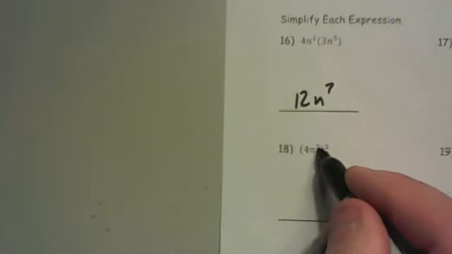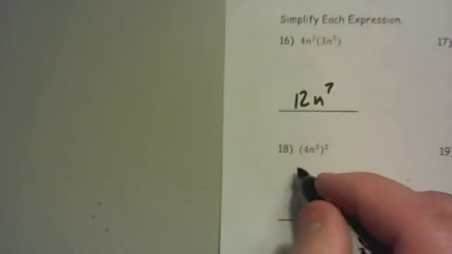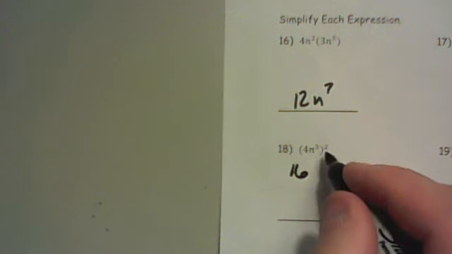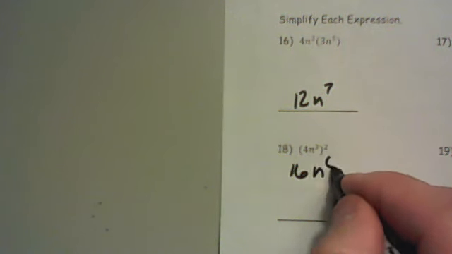Number 18. I have 4n to the 3rd squared. Well, that means I'm going to take 4 squared, which is 16, and n to the 3rd squared. When I take a power to a power, I multiply. That's n to the 6th.